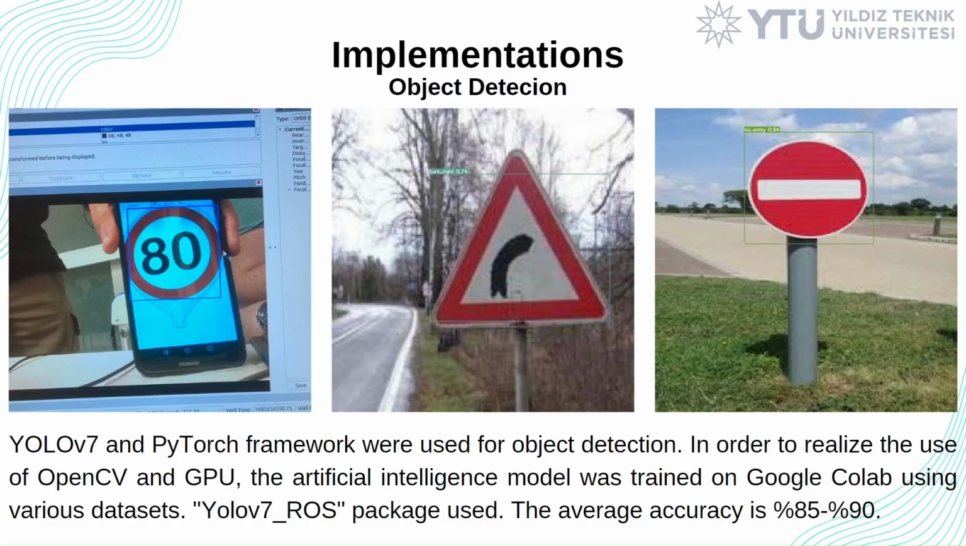YOLO V7 and PyTorch framework were used for object detection. In order to realize the use of OpenCV and GPU, the artificial intelligence model was trained on Google Colab using various datasets. YOLO V7 ROS package used. The average accuracy is between 85 and 90%.